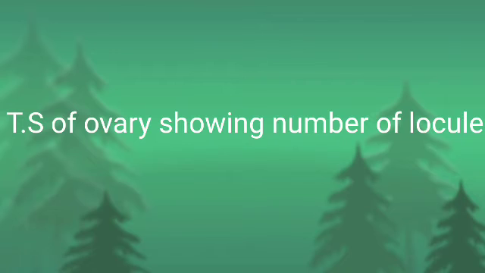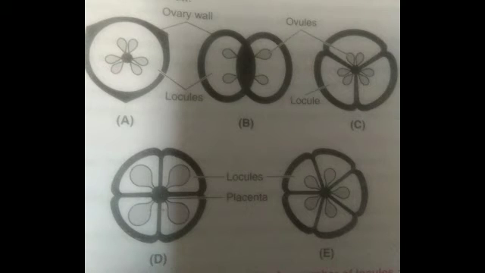Gynoecium is composed of one or more carpels. Each gynoecium has three parts: a basal swollen ovary, middle elongated style, and the tip of the style is known as stigma. Now, gynoecium having one carpel or more than one carpel is monocarpellary or multicarpellary. So, in case of more than one carpel, they are either free or fused.